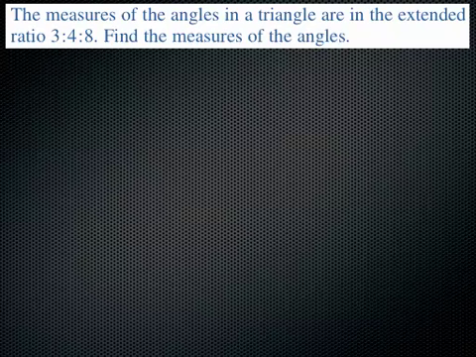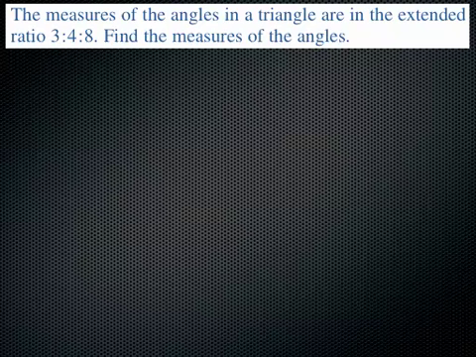The measures of the angles of a triangle are in the extended ratio 3 to 4 to 8. Find the measure of the angles. Extended ratio simply means that I'm no longer just comparing two things. Now, in this case, I'm comparing three things, the three angles of a triangle.